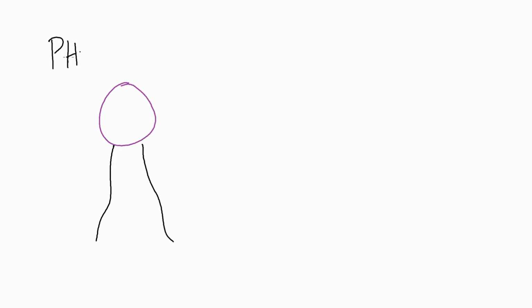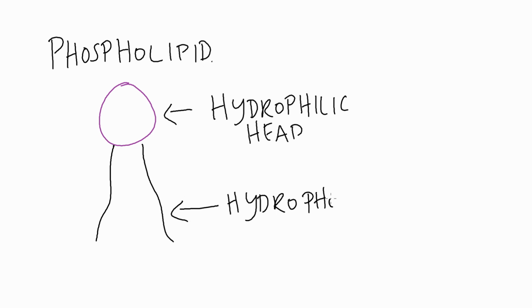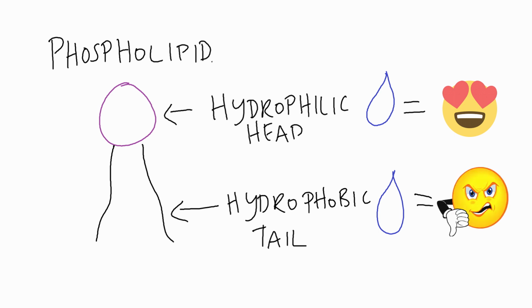So let me explain. A phospholipid contains a phosphate head, which is hydrophilic. Hydro means water, philic means love. So that's the part that loves water. But it also contains a tail made of fatty acids and glycerol, and that's a hydrophobic tail, and phobic means hate.